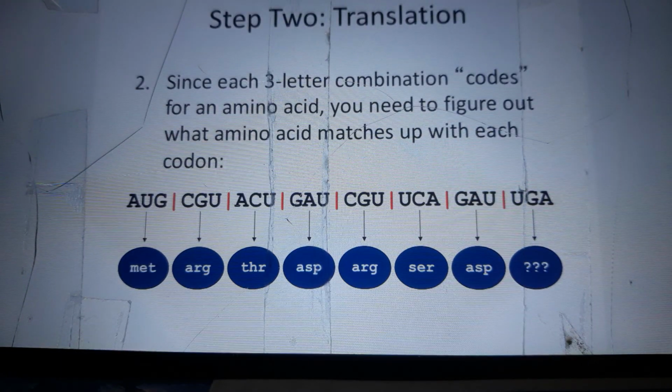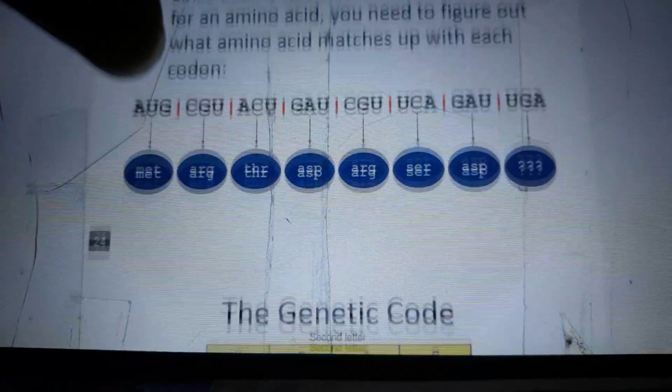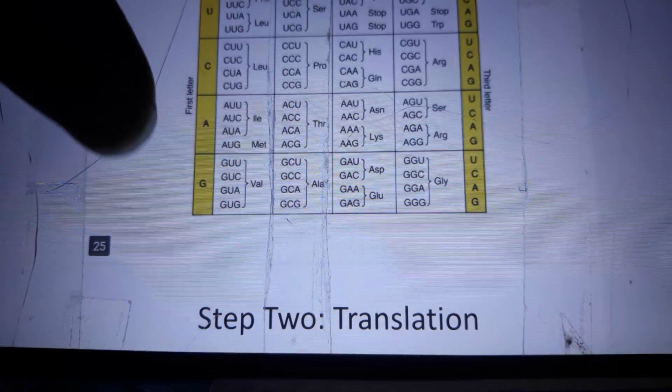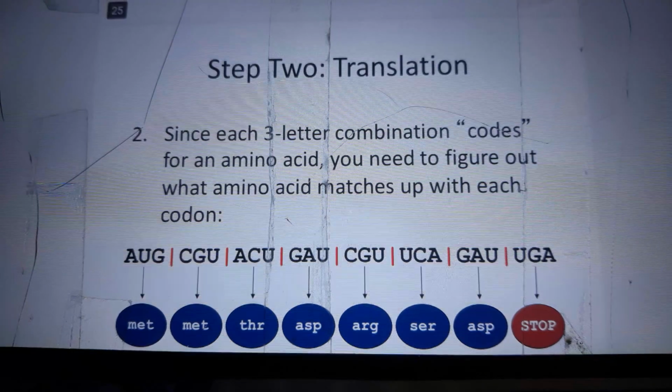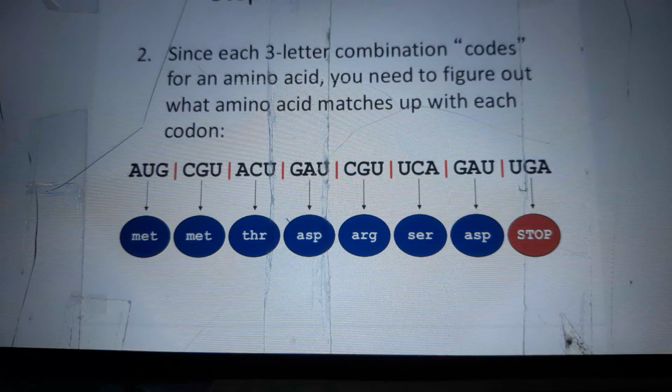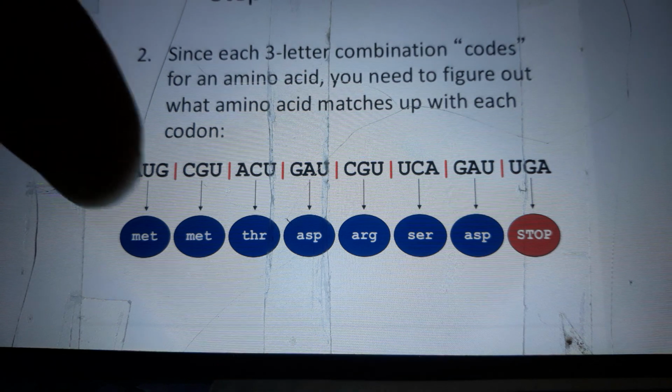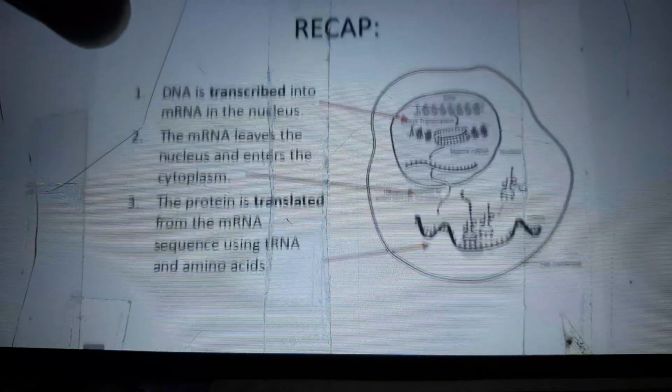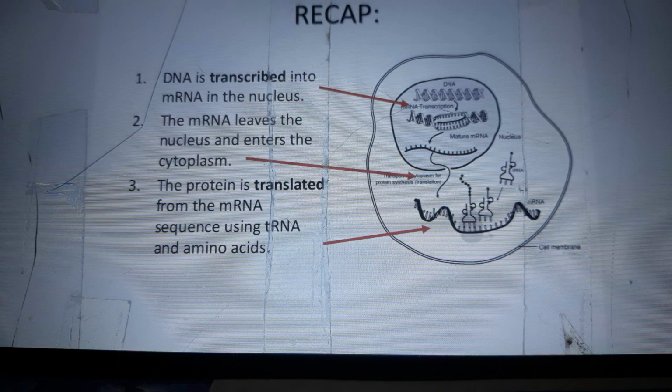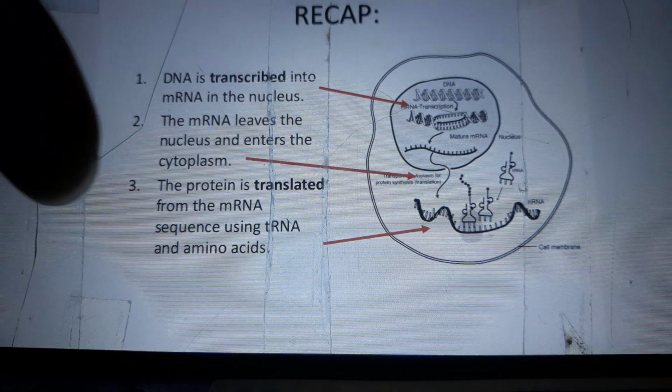Step 2 is translation. Since each 3-letter combination codes for an amino acid, you need to figure out what amino acid matches up with each codon. That's the genetic code. Make notes. Now recap. DNA is transcribed into mRNA in the nucleus.